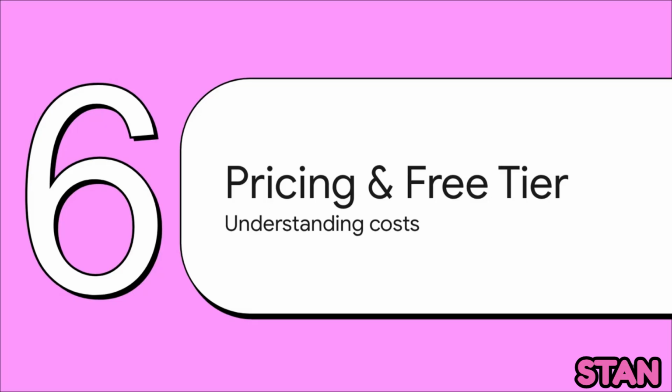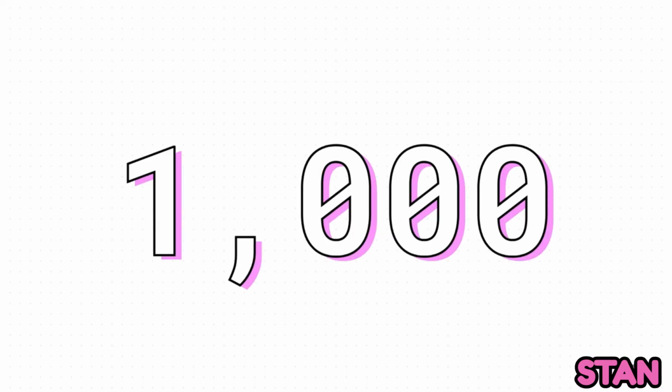Finally, Section 6, Pricing and Free Tier, Understanding the Costs. So, for any builder or architect out there, the big question is, how much does this logistical implementation actually cost? Well, as an amazing starting point, the AWS free tier gives you up to 1,000 pages per month totally for free, depending on the specific API you're using.